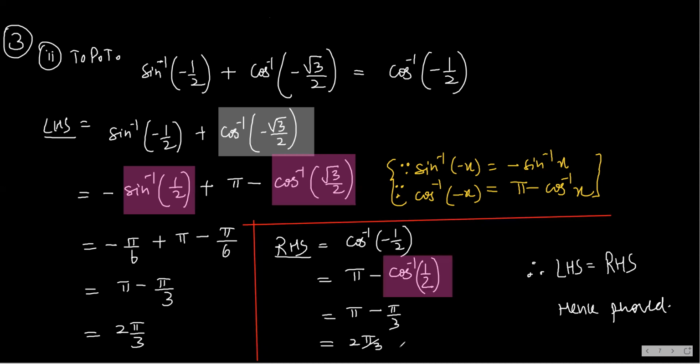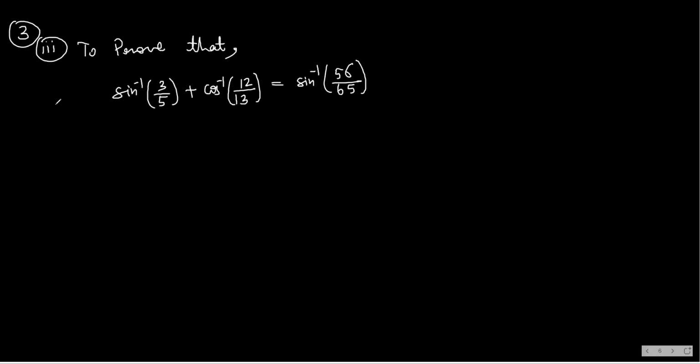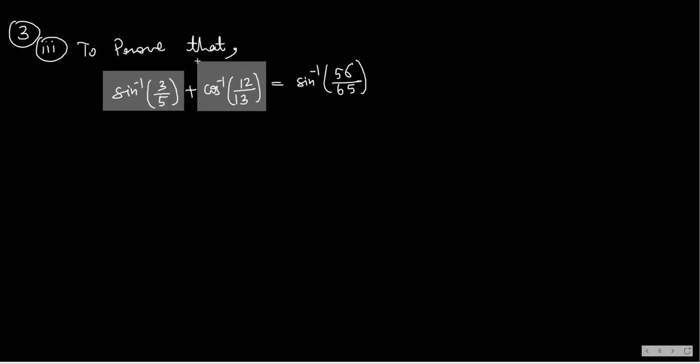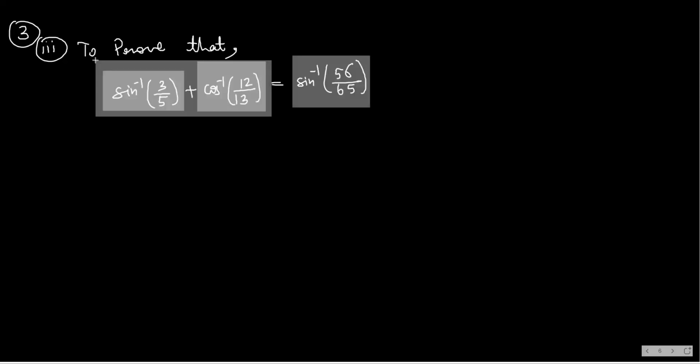Okay, you can copy this. So now we have the third question. To prove that sine inverse 3 by 5 plus cos inverse 12 by 13 equals sine inverse 56 upon 65. What we have to prove? We have to prove this. The sum of these two equals this. Okay, so let's begin.